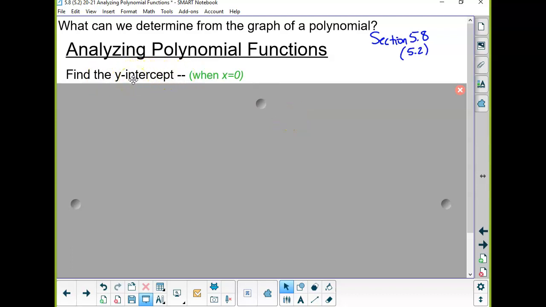So y-intercepts, and this is true for any function. I don't care if it's a polynomial, if it's cubic, quartic, but anytime you want to find the y-intercept, that's whenever x is equal to 0. So if you have an equation, plug in 0, and whatever number's left over will always be your y-intercept.